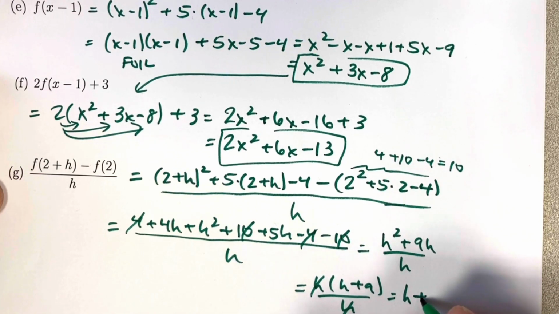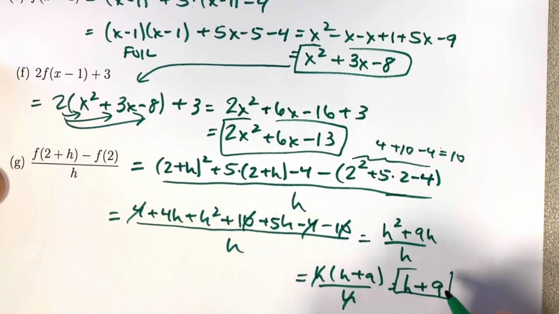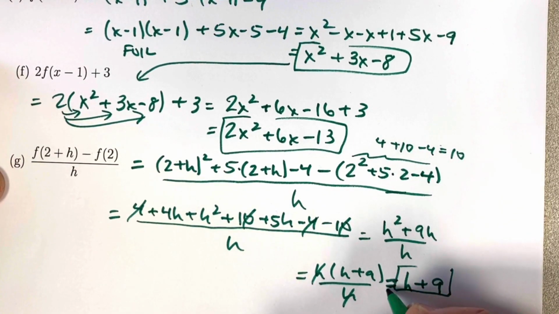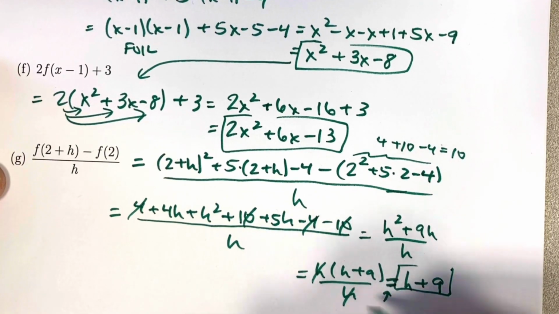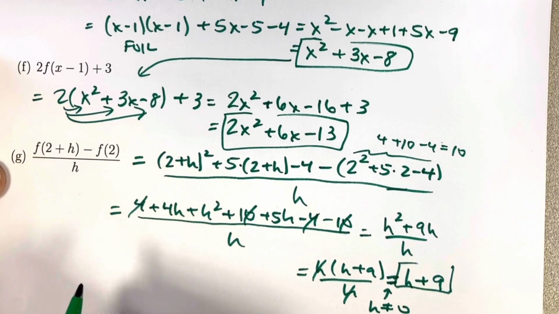This simplifies to h plus 9. That is the final answer. Though it is good to realize that this last equality is true only as long as I'm not dividing by 0. This is only true when h is not 0. However, an interesting thing happens in calculus.